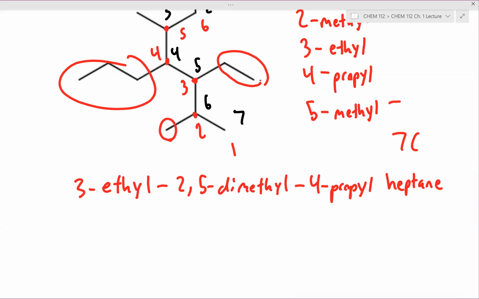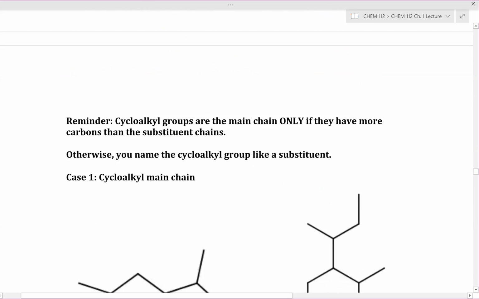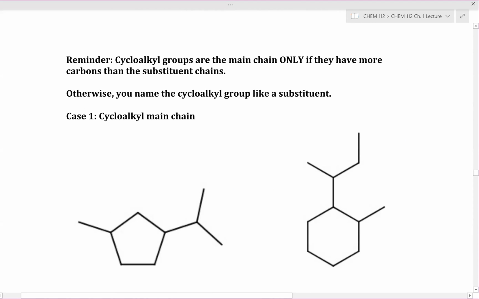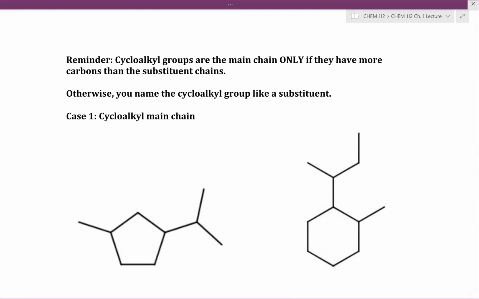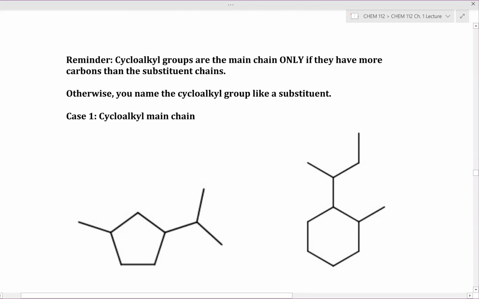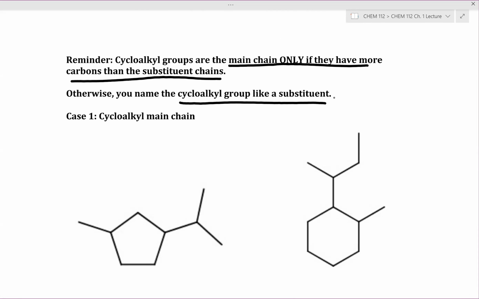Okay, let's do a few more. This time, let's look at cycloalkyl groups. Cycloalkyl groups are the main chain only if they have more carbons than your substituent chain. Otherwise, you name the cycloalkyl group just like a substituent. So let's look at the first case where the cycloalkyl group is our main chain.